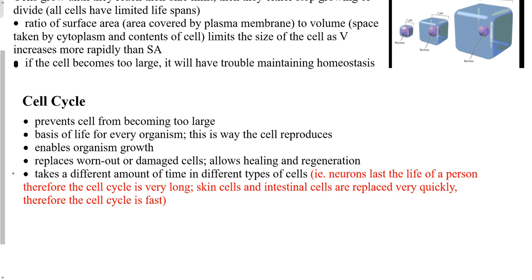Okay. They enable organisms to grow. Replaces worn out or damaged cells. Allows healing and regeneration, which is important in our bodies. Takes a different amount of time in different types of cells. Okay. So, for example, neurons last the life of a person throughout the cell cycle. So, therefore, the cell cycle is very long. Skin cells and intestinal cells are replaced very quickly. Therefore, the cell cycle is quite quick there.